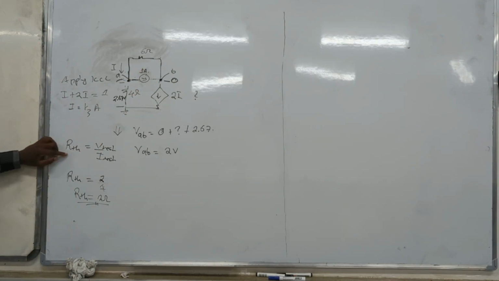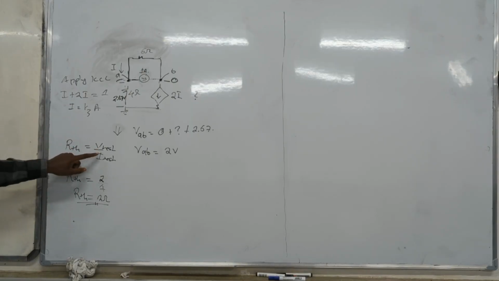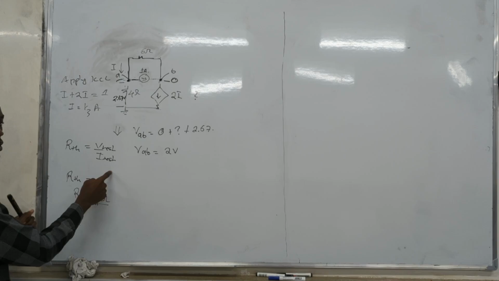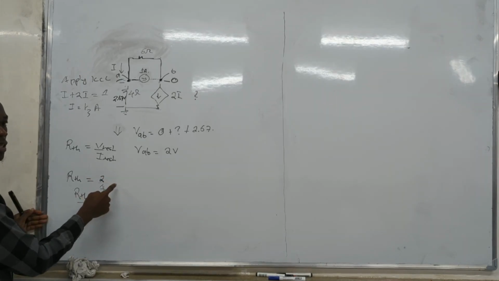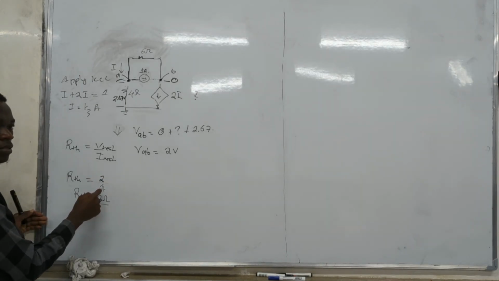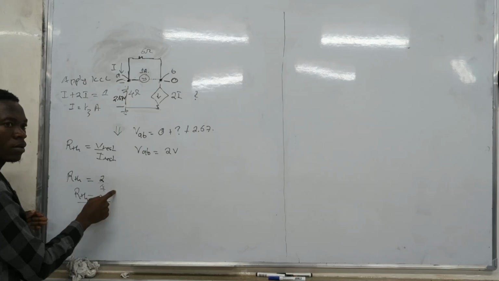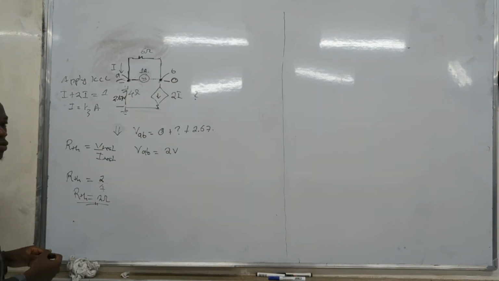Then to get RTH, it's the V test over the I test. So V test we found it to be 2, and our I test we set was what? 1. So 2 divided by 1, 2. You get your 2 ohms as the R Thevenin. The second part was what?